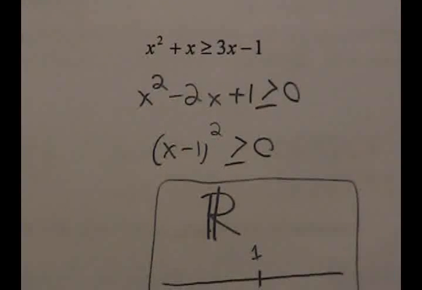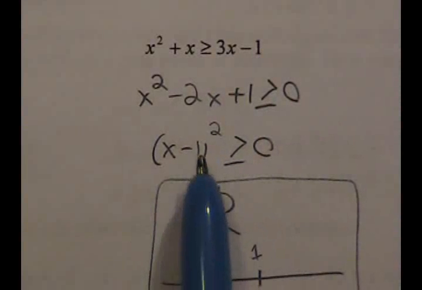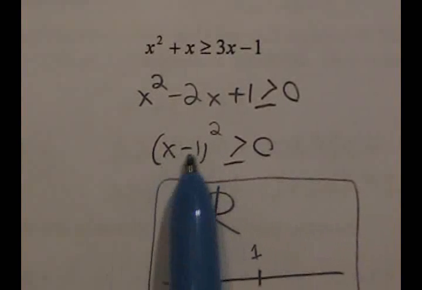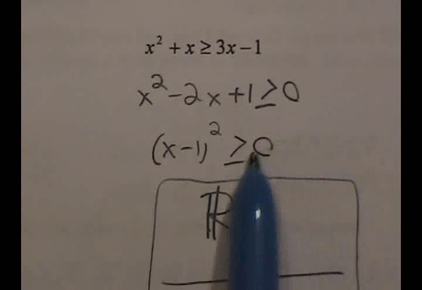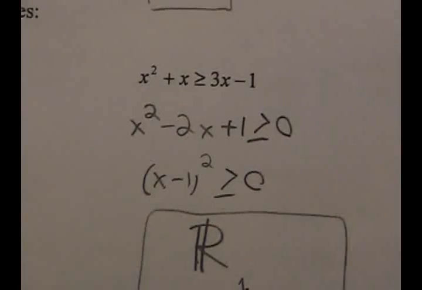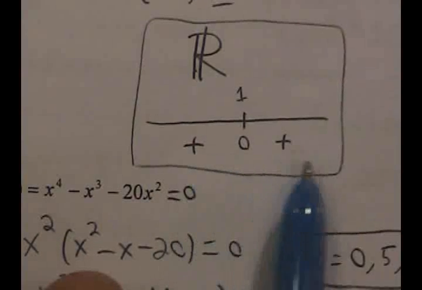Again, bring everything on the one side. It factors. But since it factors into a square, no matter what you plug in for x, you're always going to wind up with some number times itself, which will never be negative and will always be at least 0. So since the original problem wanted this one, the answer is all real numbers. Its sign chart looks like that.